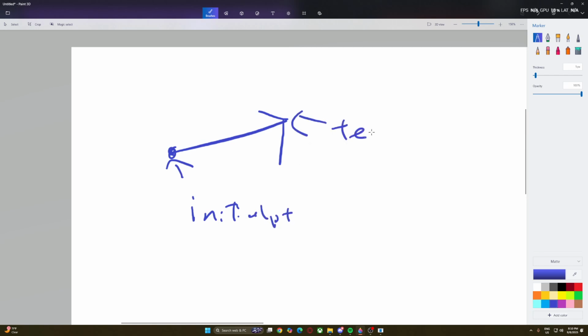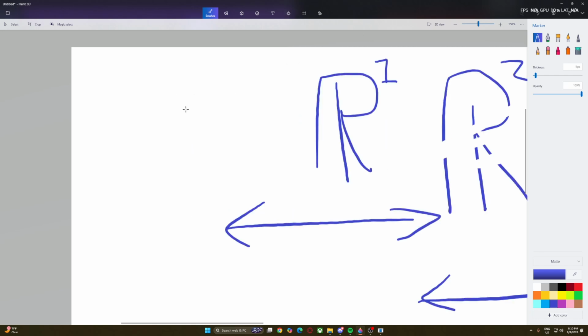Hold on, let me go back. This right here is called the initial point, and the arrow part is called the terminal point. So this is kind of obvious, but anyways.